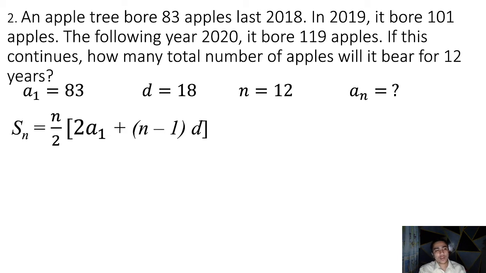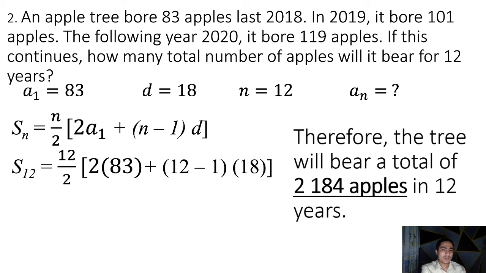So, the formula for S sub n is n over 2, quantity 2a sub 1 plus quantity, again, open parenthesis, n minus 1 times the common difference. So, simple lang. Substitute lang ulit natin. Meron tayong n na 12. Meron tayong a sub 1 na 83. Meron tayong n na 12 again. And the common difference is 18.